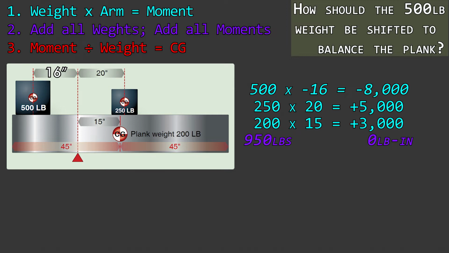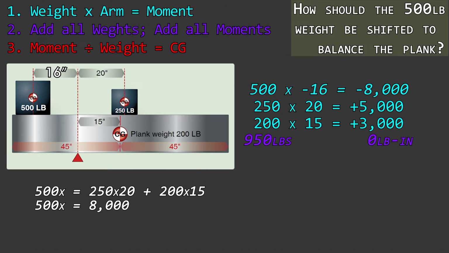The other way to do this, and my personal favorite, is actually to use a system of equations. Basically make the left side equal the right side, and then solve for x. Since we know we have to move the 500-pound weight, we'll set the left side to 500x. That'll be equal to 250 times 20 plus 200 times 15, which is the plank. So we have 500x equals 8,000, which makes x 16. So in other words, the 500-pound weight has to be 16 inches from the datum. We can also change the question and ask, how would we balance the plank if we had to move the 250-pound weight? And in that case, we'd have to move it 2 inches to the right.